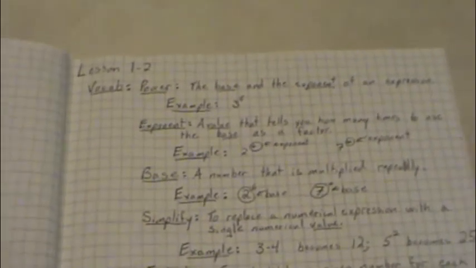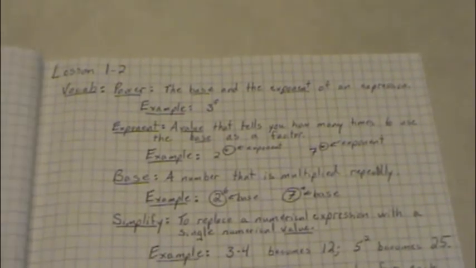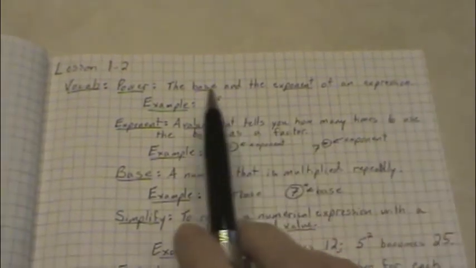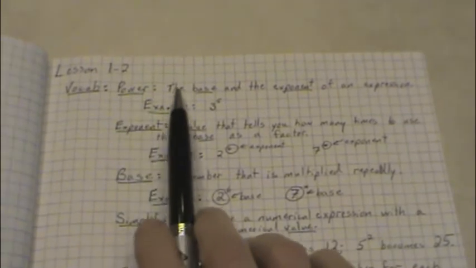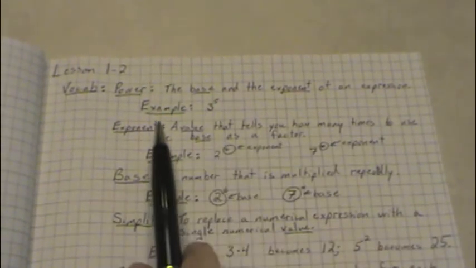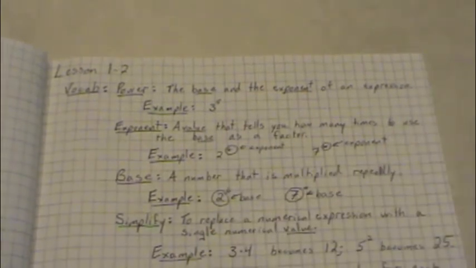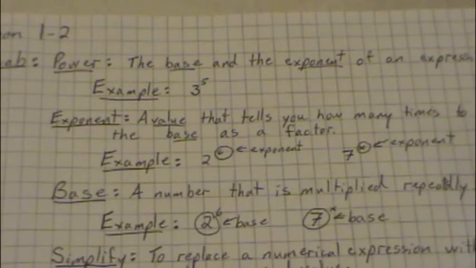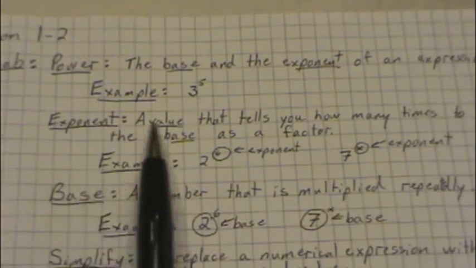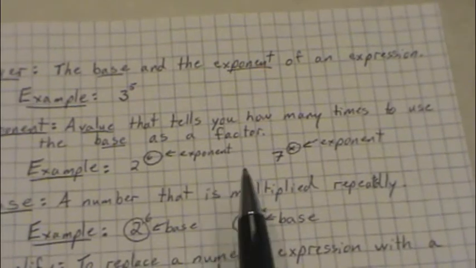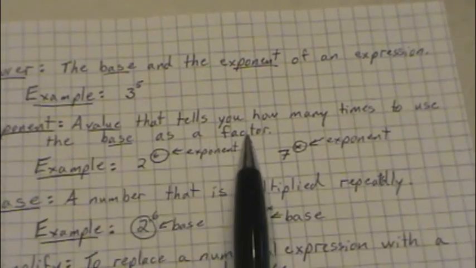Okay, quickly going over these definitions. Hopefully you know what these things are, even if you didn't know the exact definition. Power is a combination of the base and the exponent of an expression. For example, 3 to the 5th. Let me zoom in a little bit. That's a little hard to read. That's better. An exponent is a value that tells you how many times to use the base as a factor.